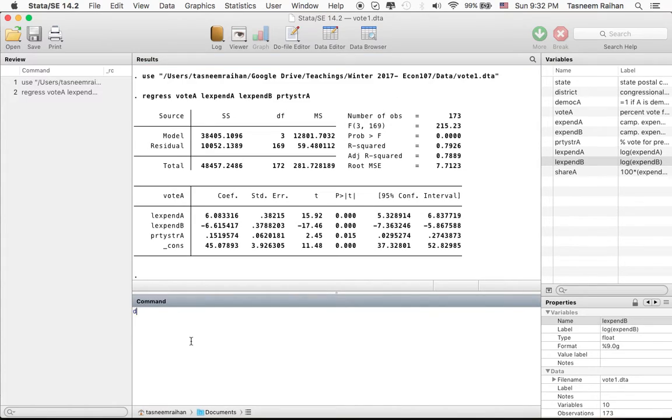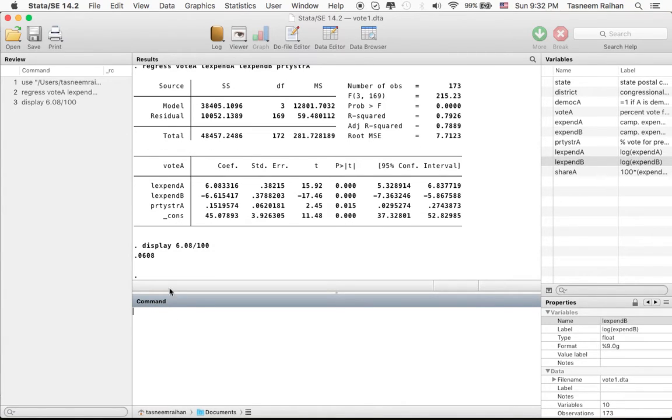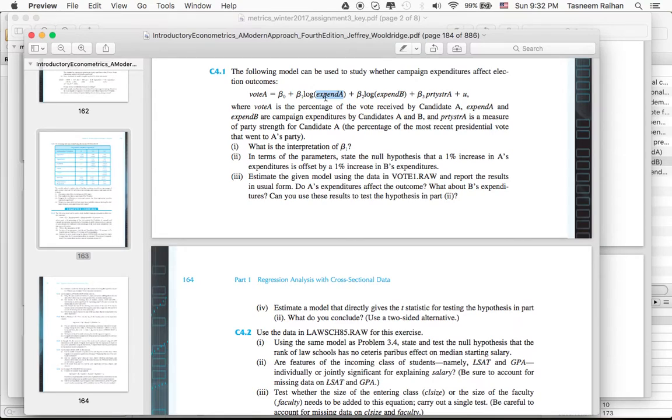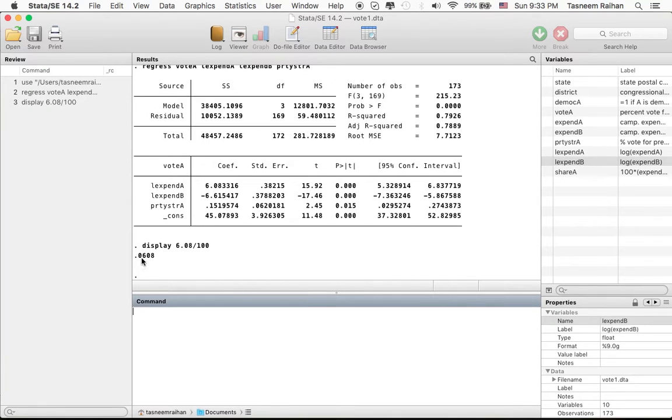So let's just do that quick calculation here. Display 6.08 divided by 100, so 0.0608. So again, if expenditure by candidate A increases by 1%, then the percentage of the vote received by candidate A, given by vote A, will increase by 0.0608 percentage point. That's how you interpret this number.